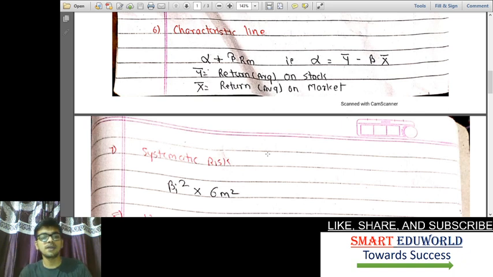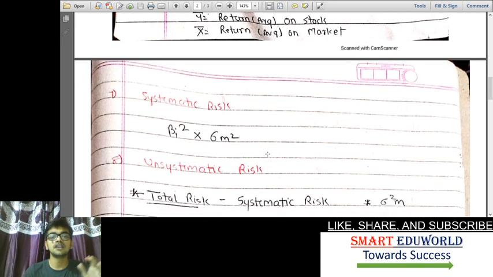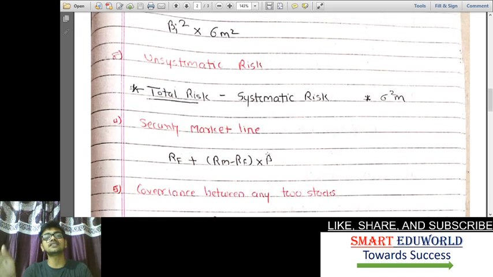After that, the next formula is systematic risk. The systematic risk formula is beta of portfolio square into standard deviation square of M, that is, beta of portfolio square into standard deviation square of market. This is systematic risk. The unsystematic risk formula is total risk minus systematic risk. What is total risk? Standard deviation square of M is your total risk. So total risk minus systematic risk is your unsystematic risk.